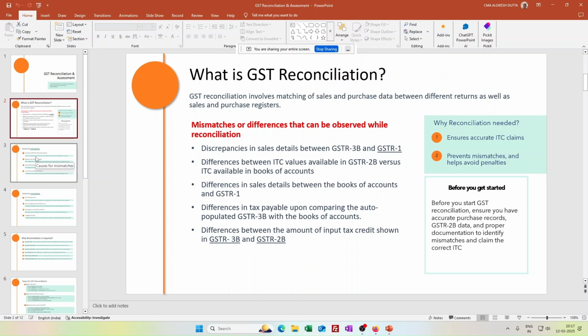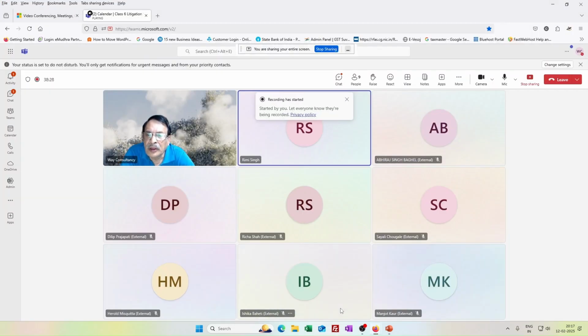Anybody has any question on the GST reconciliation? Anybody has any question? Is there any question? No question. Okay.